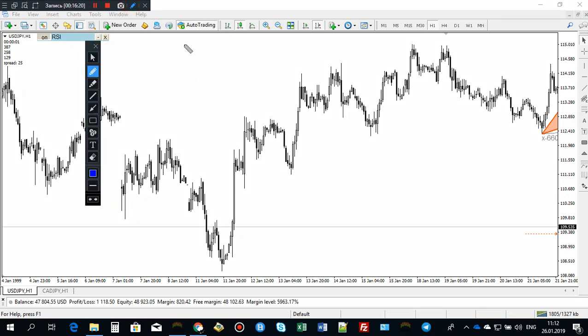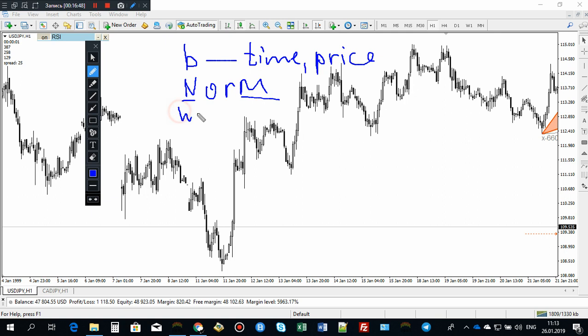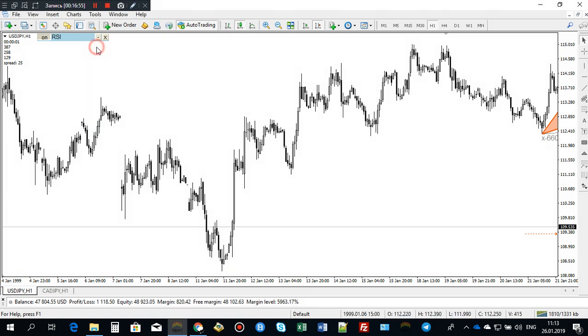Okay, so how the utility works. You press B on your keyboard and you activate the utility. After that, you are asked to click on the time candle where the pattern completes, and then you are asked to click at the price level where you have it. After that, the only thing you need to do is press N or M on the keyboard. This will stand for winners and this will stand for losses. This is all you need. If you made a mistake, press H and you cancel and start everything from the very beginning.